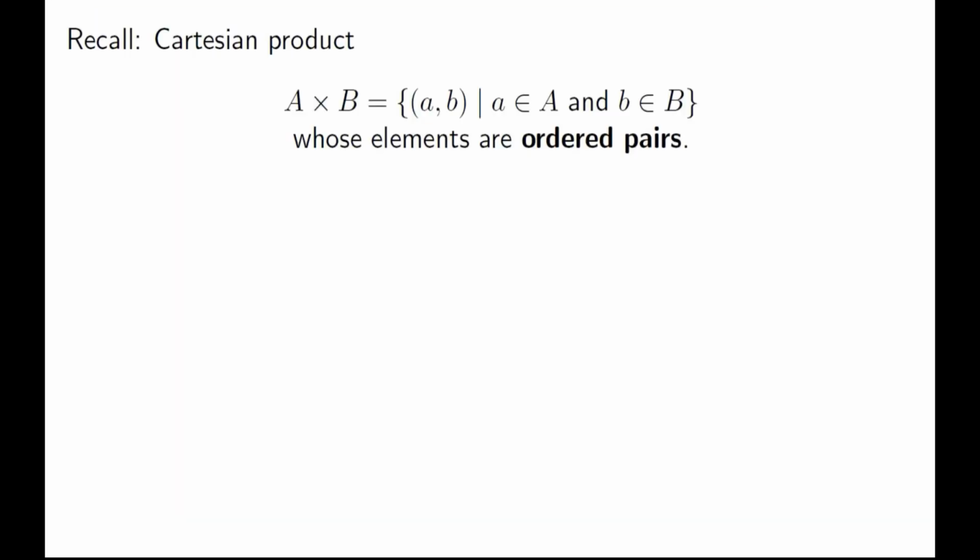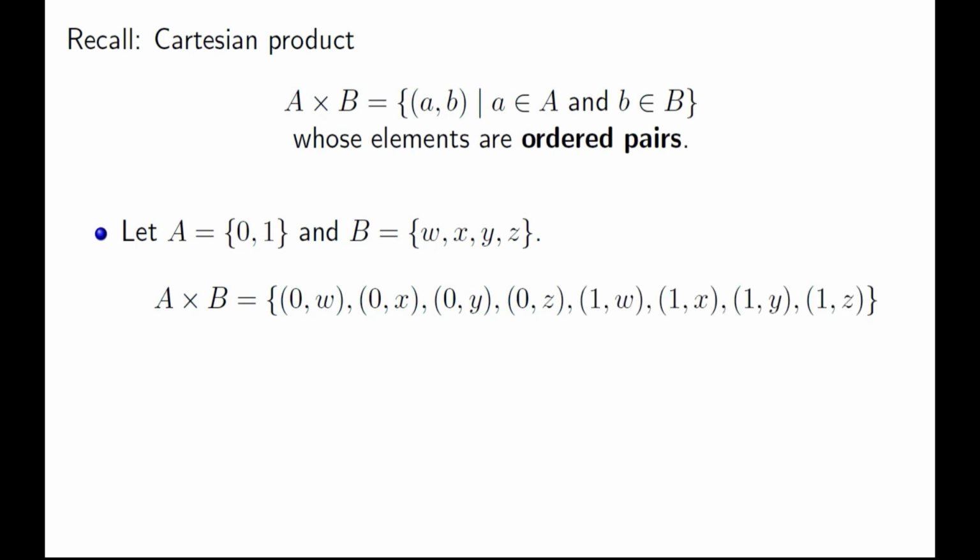Recall that the Cartesian product is written by this symbol A cross B. This is the set of ordered pairs (a, b) such that a belongs to big A and b belongs to big B. Suppose A is the set containing 0, 1 and B is the set containing w, x, y, z. Now, A cross B is defined as such.